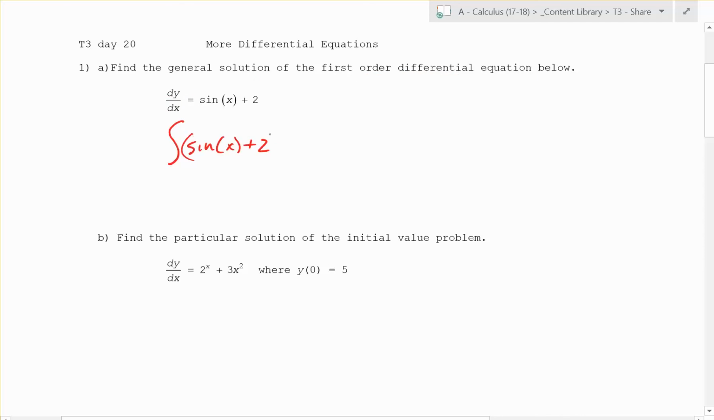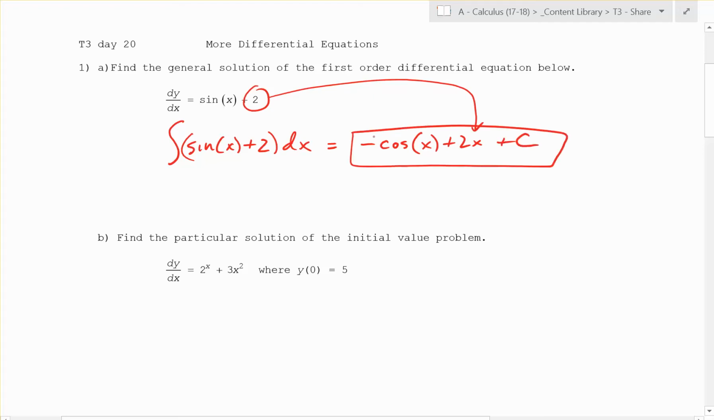So it's asking you to do this. And we know that that's going to be negative cosine of x, because the derivative of cosine is negative sine, but we want it to be positive sine. And then it's going to be plus 2x, because the antiderivative of 2x is 2x. And then there's a plus c. And it's a general solution because of the plus c. We would need more information to eliminate the c and make it a specific solution.